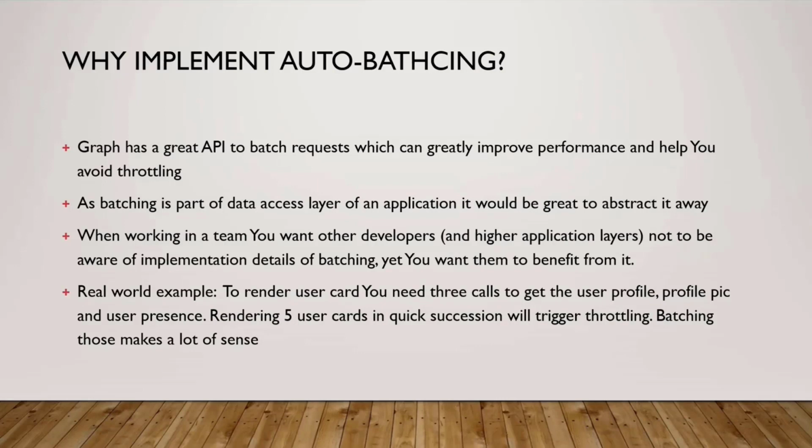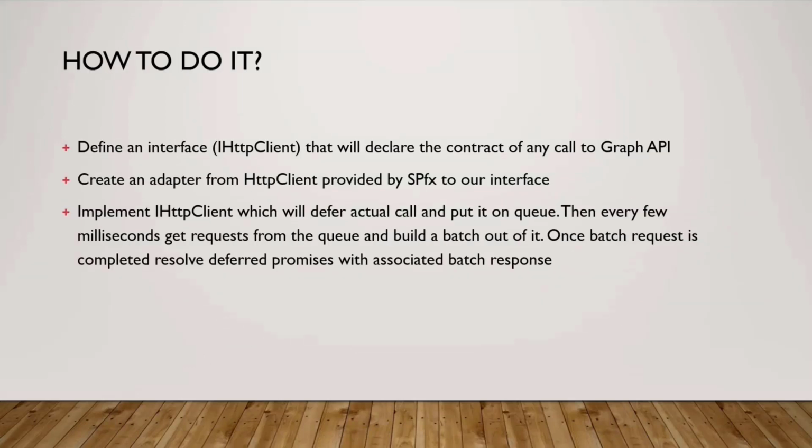And very quickly, for a real world example, let's consider a user card. If you want to render a simple user card, you first of all call Graph to get user info, for example, the slash v endpoint. Then you need to get the photo, and then you need to get the presence info for this card to be beautifully rendered. So those are three requests that actually can run in parallel. We can batch them together and send only once. Great. How would we do it?